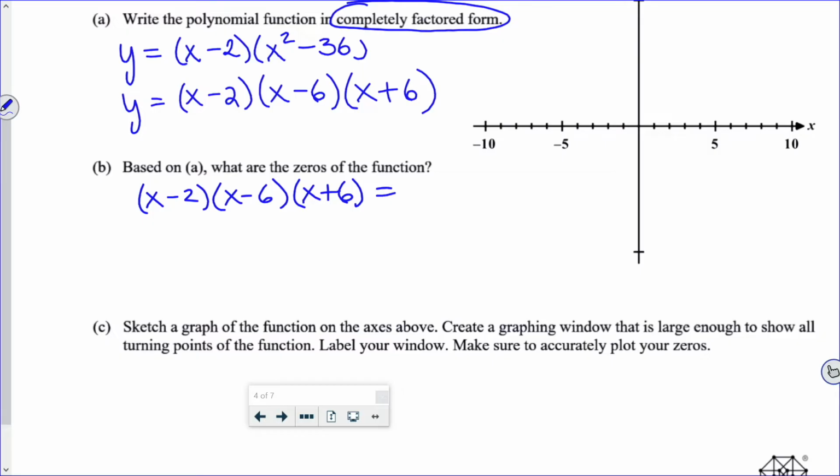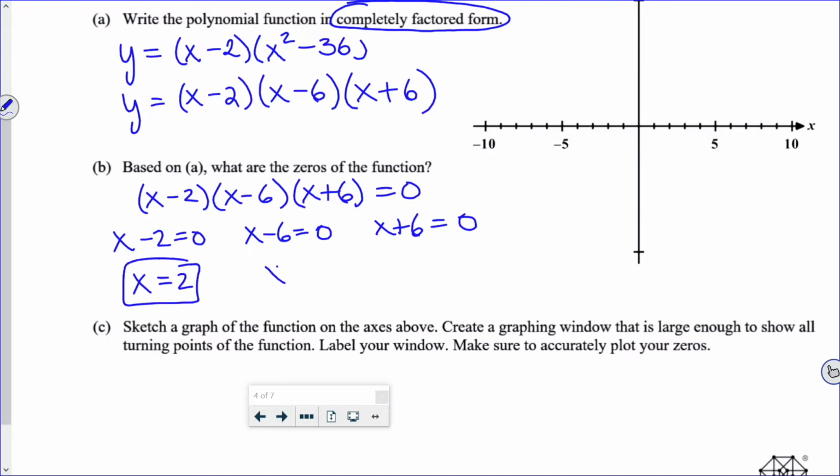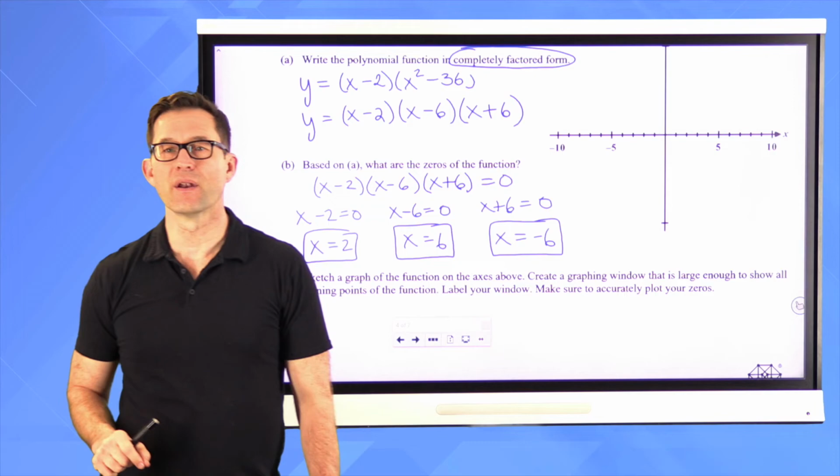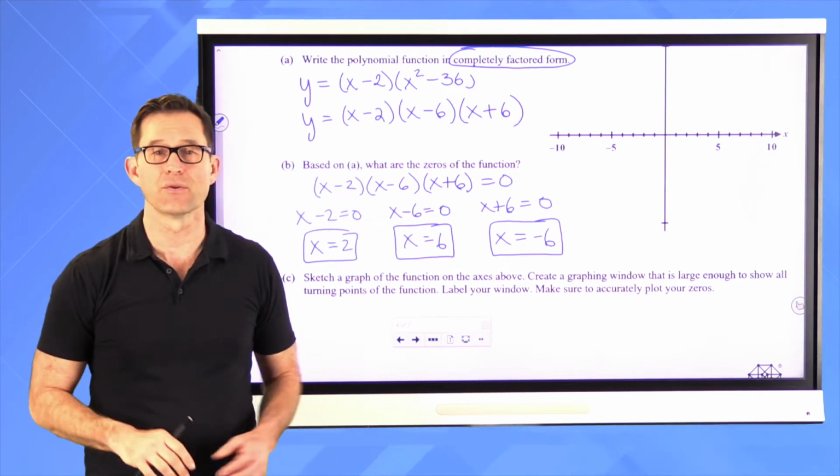I'm setting my function equal to 0. I'm setting each of my factors equal to 0. And I'm solving each one. This one would give me x equals 2. This one would give me x equals 6. And this one would give me x equals -6. So those are my three zeros. In other words, they're my three x-intercepts.